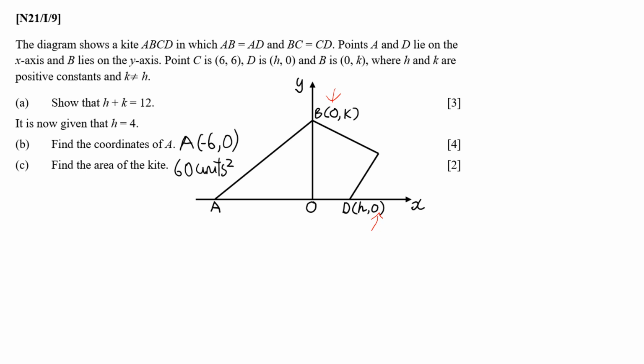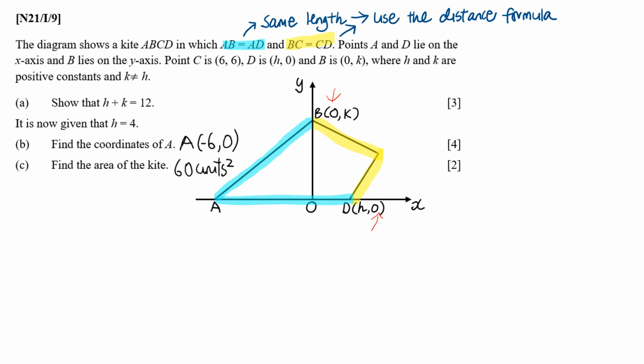Okay, and you're given that h and k are not equal to each other. So for part A, you need to show that h plus k equals 12. It's highlighted for you in blue and in yellow.